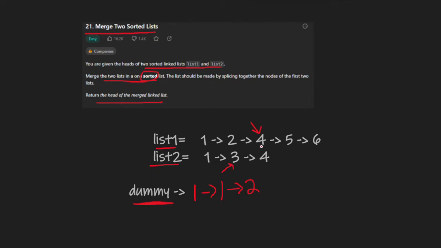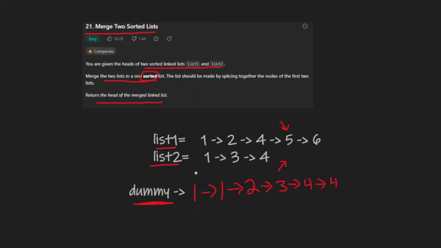Then compare these two values. 3 is smaller than 4, so we add 3 to our merged list and update the pointer. Same thing, we add 4, and then we add 4 again, and update this pointer. So this pointer is now going to be null.